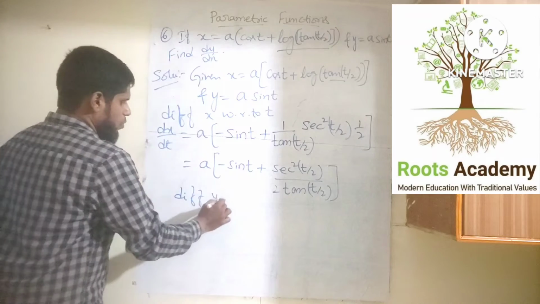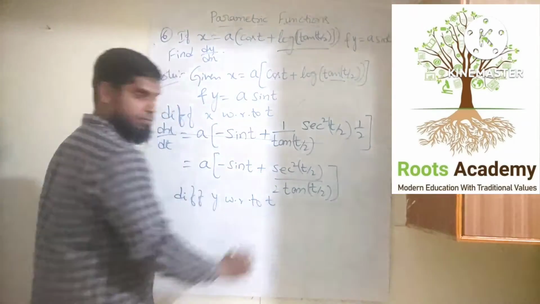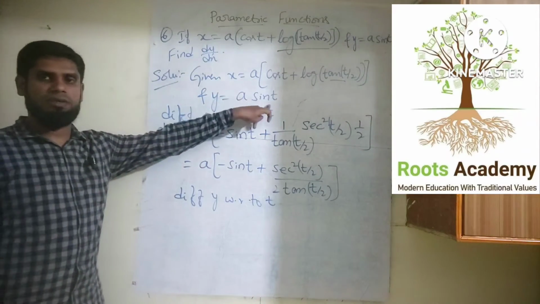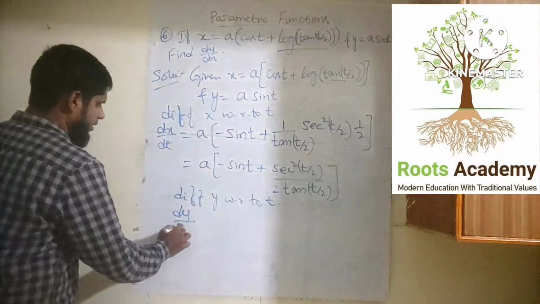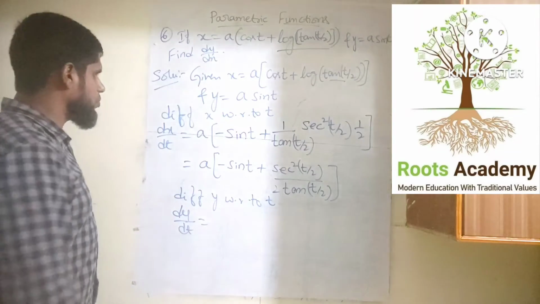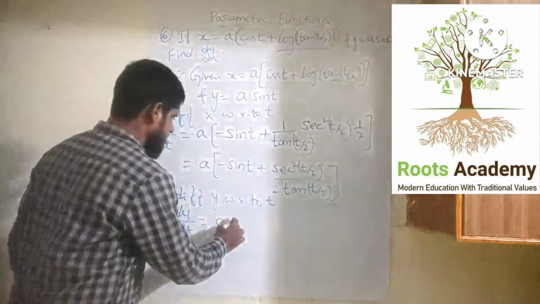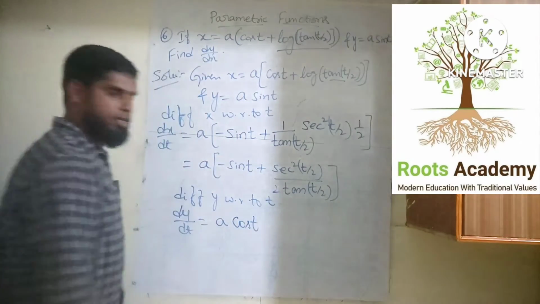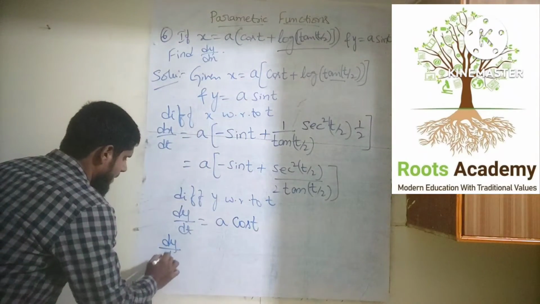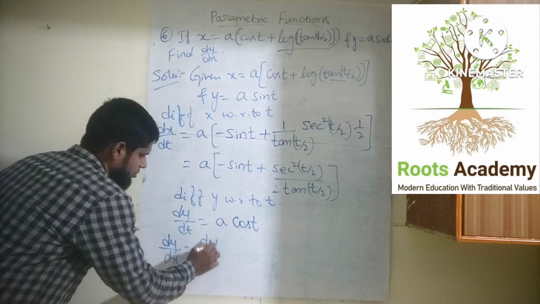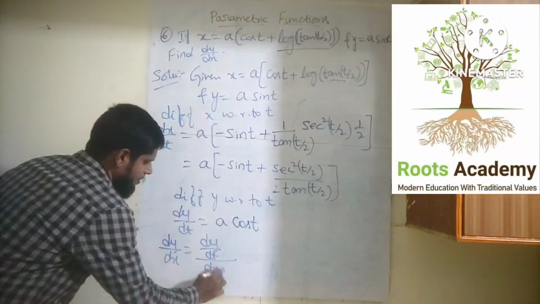Differentiate y with respect to t. I am differentiating this simple function y with respect to t. So dy by dt is equal to, here the coefficient as it is, derivative of sin t is cos t. Now what is dy by dx? Dy by dx is equal to dy by dt all divided by dx by dt.